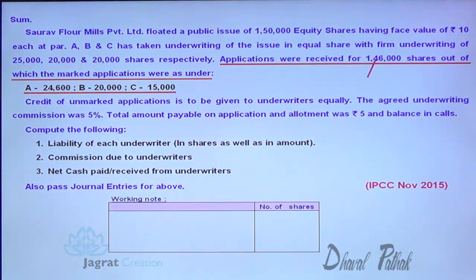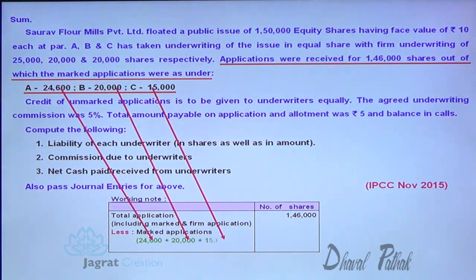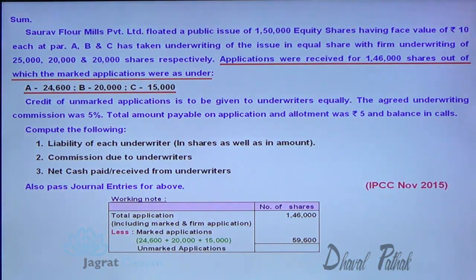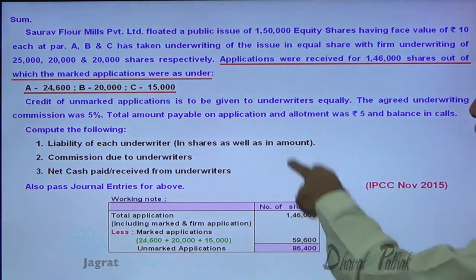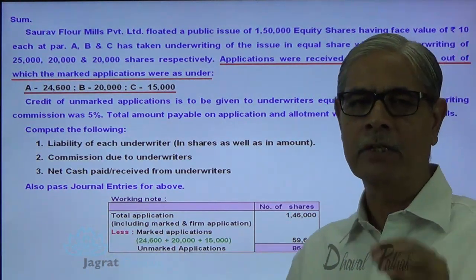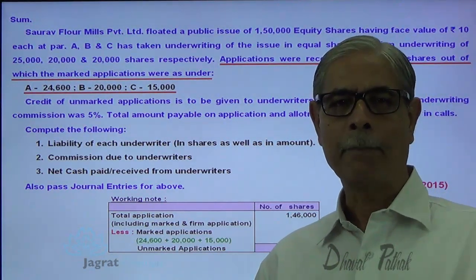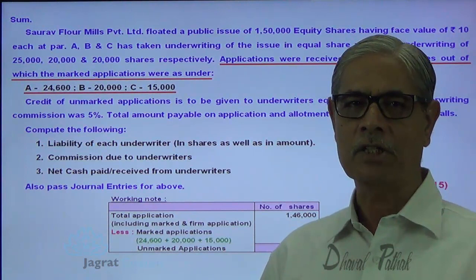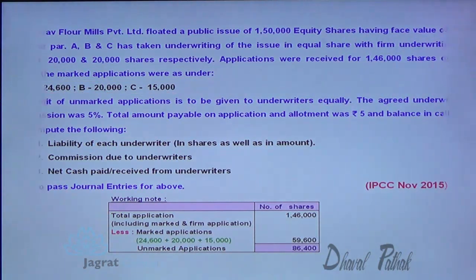So first note that I prepare. Total applications 1,46,000. These are the marked applications deducted therefrom. So you will get unmarked applications. These unmarked applications will be distributed equally amongst underwriters. And this unmarked application includes firm applications too. That's an important understanding. Now let me prepare a table for determining the liability.